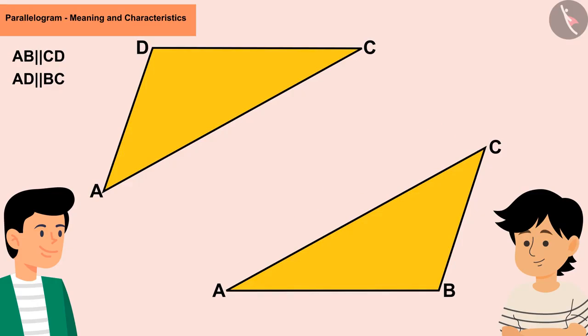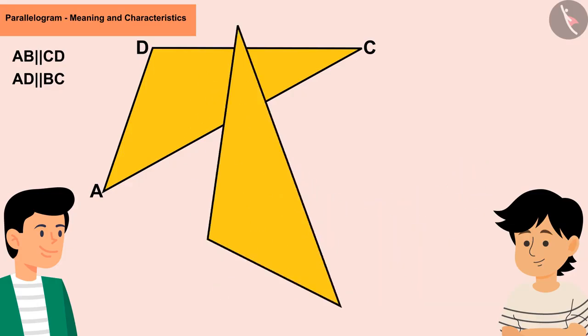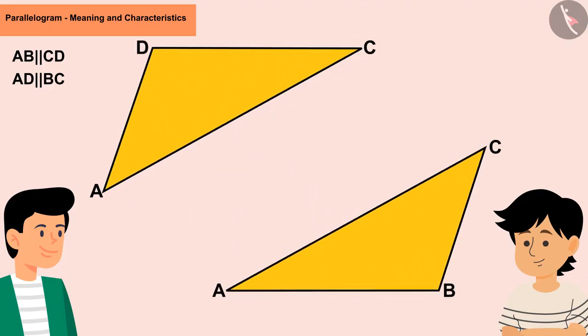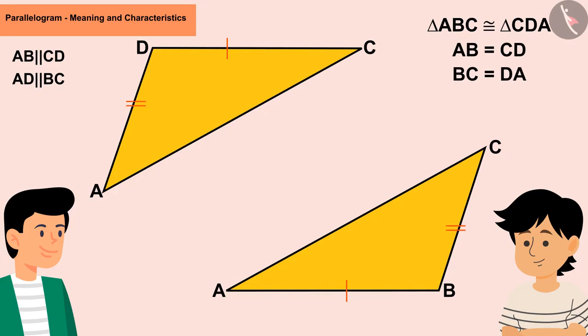By placing one triangle on top of the other, you can see that the triangle ABC completely covers the triangle ADC. Consequently, we can say that the 2 triangles are mutually congruent, with the help of which we get to know that the sides AB and CD and BC and DA will be of equal measure. Also, angle B and angle D will also be of equal measure.